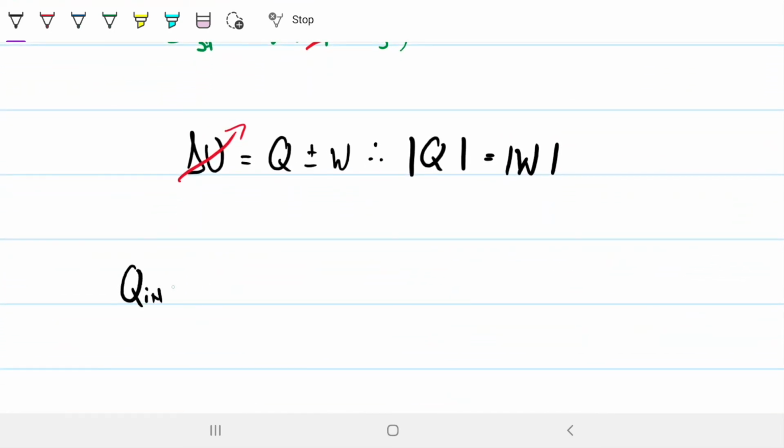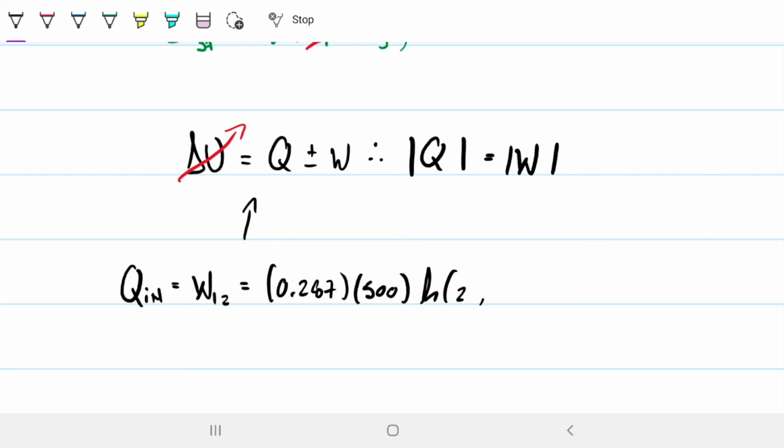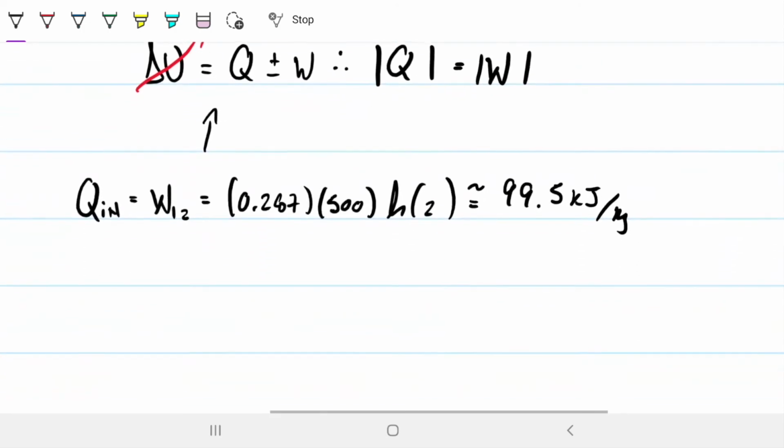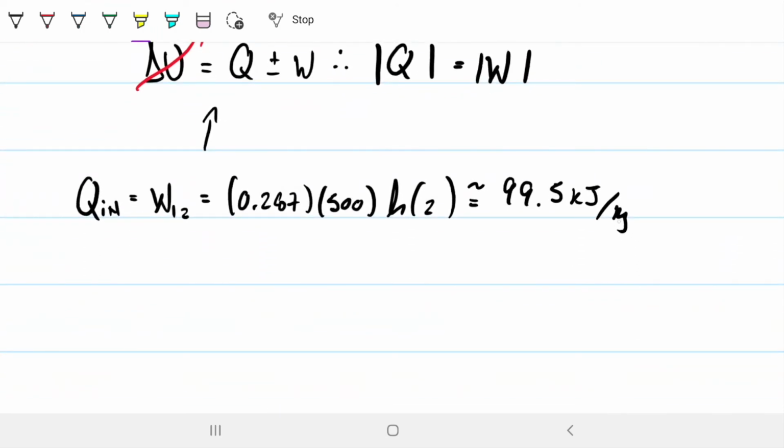heat in equals work from 1 to 2 because of this. Unit-wise, we're going to talk about that in just a second. And we know that this is the 287 that we found before, times the 500, times the natural log of 2. We did all this math before, and we found this to be approximately 99.5, and this is kilojoules per kilogram. So this is the heat addition per unit of mass.